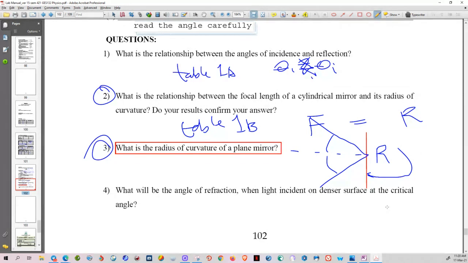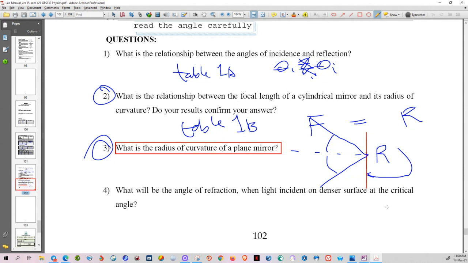Is there? Anyone? Don't go to Google. You will be cheating if you go to Google. Don't worry, I'll give you the answer, but I want you to think about it before I dismiss everybody at 11:30. So tell me, what's the radius of the plane mirror?